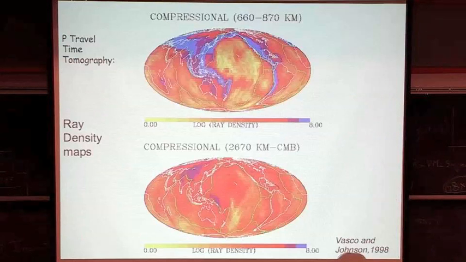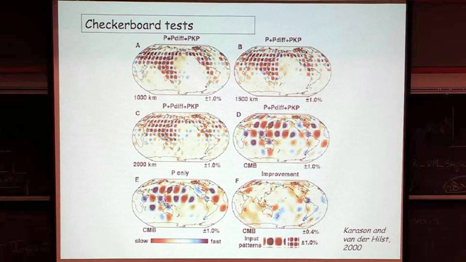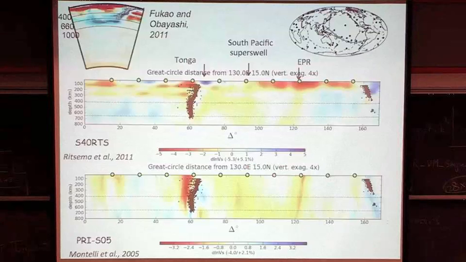Or this one here, 1,000 kilometers, 1,500 kilometers. In this region, you have relatively good sampling. Now, of course, this is not the same study, but it looks okay near the subduction zone. So now this is showing some of the problems with having only travel times.